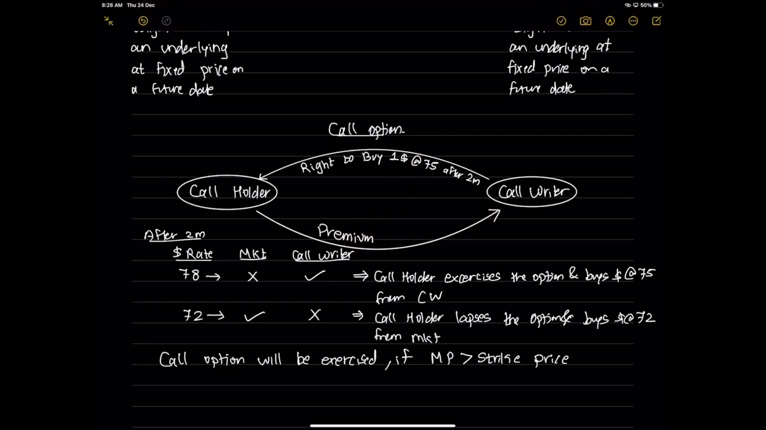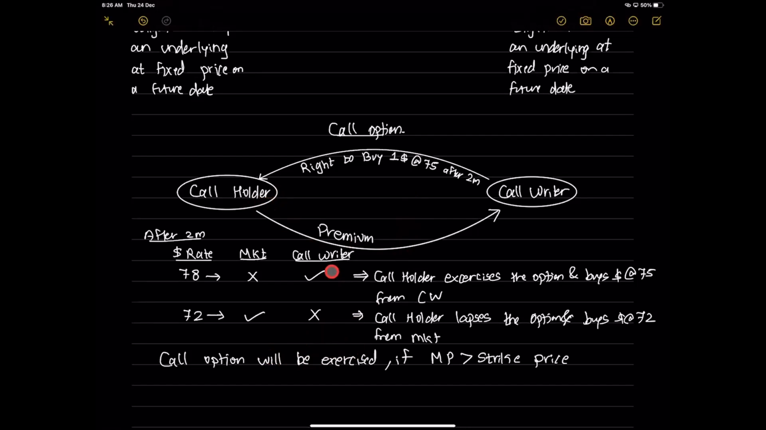So when we say call holder and call writer, there are two parties. The call holder always has the right to buy an underlying at a fixed price, and obviously the call holder is supposed to pay a premium to the call writer. And just remember that a call option will be exercised only if the market price is greater than the strike price. The margin concept and all, we will see at a later point of time, how margin is created in the put option and call option market.